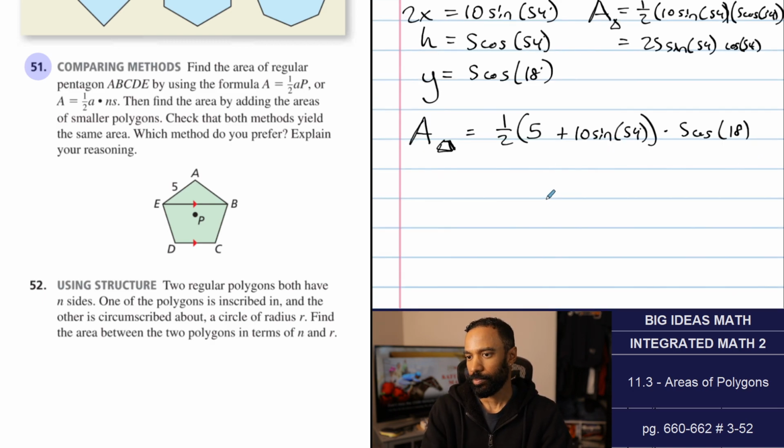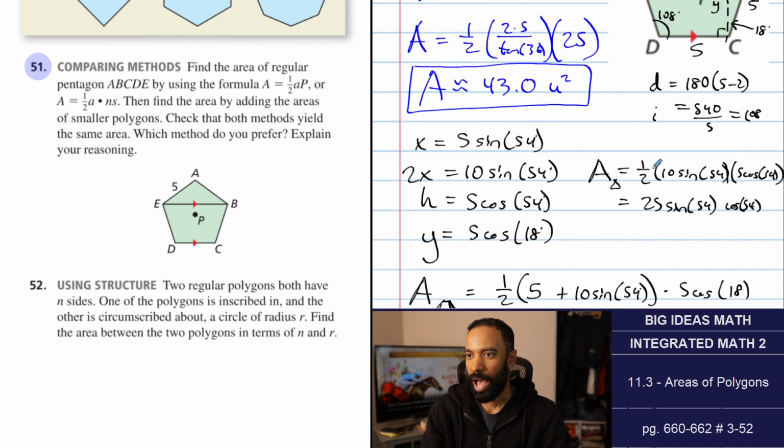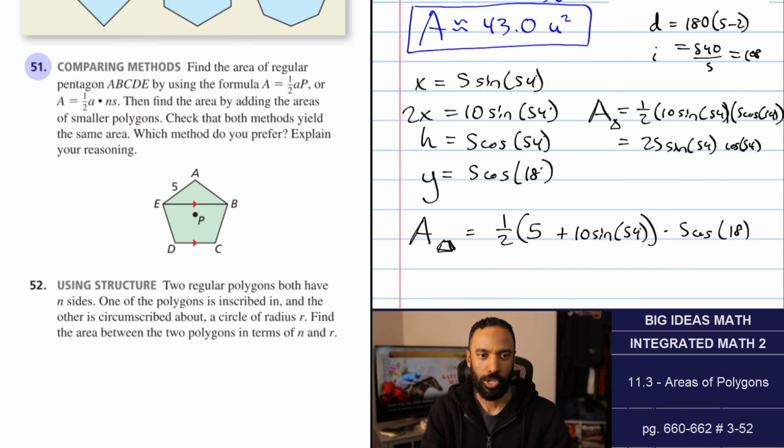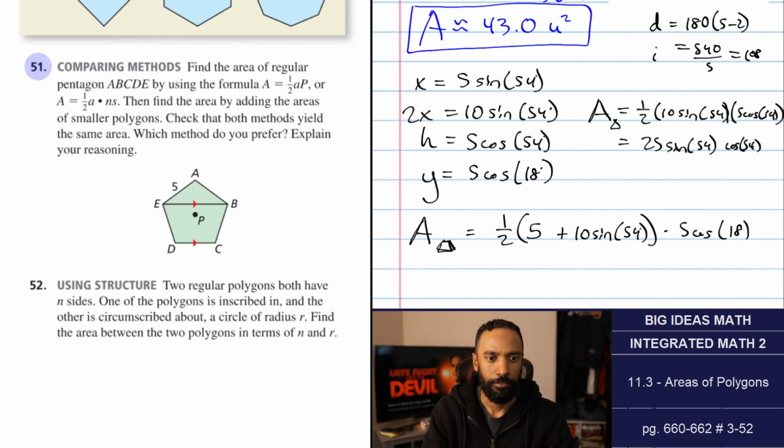I don't really know what to do in terms of rounding, so I'm just going to go ahead and write it like that right now. So 0.5 times 5 plus 10 times sine of 54 times 5 times the cosine of 18. Now this is some number. This is 31.1 something.